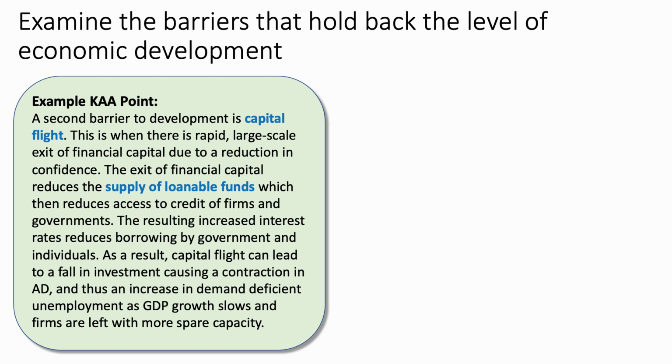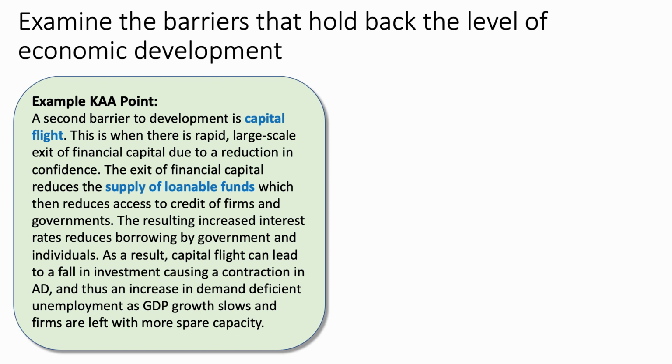So there are some chains of reasoning there. The resulting increased interest rates reduce borrowing by government and individuals. As a result, capital flight can lead to a fall in investment, causing a contraction in aggregate demand, and thus an increase in demand-deficient unemployment, another term used there, as GDP growth slows and firms are left with more spare capacity. So capital flight is a barrier because it can cause a credit crunch, reducing the supply of loanable funds, driving up interest rates, and therefore causing a fall overall in demand and investment in developing countries.